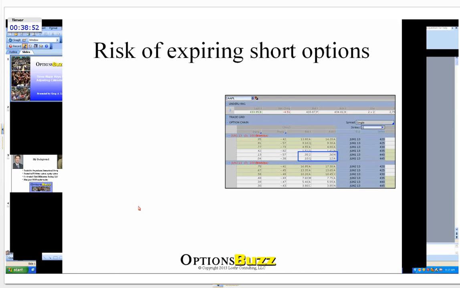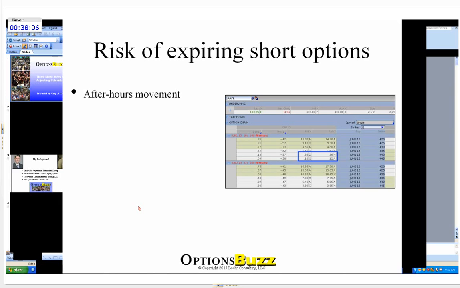But trying to let that 440 call expire worthless, you're thinking to yourself, well, it's worth 36 cents right now. If I let it expire, I'm going to make another 36 cents. Well, right, that could be. But there's things that you probably have not considered when you're letting these expire worthless. And with the advent of all of these weekly expirations, like Apple will have upwards of 5 weekly expirations, this week, next week, third week from now, and so on, you could run into huge problems, and here's why. Stocks move after the market closes.